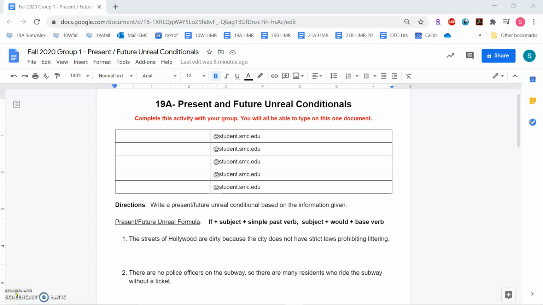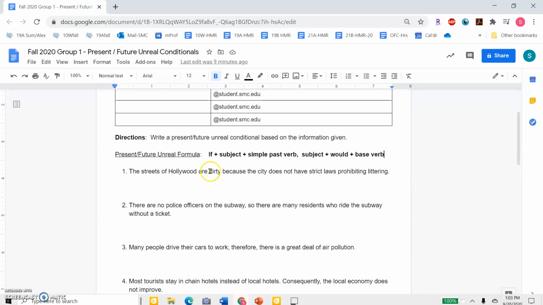In this short video, I'm going to show you how to do the present and future unreal conditional review exercise. So before we begin, let's review again the form of the present future unreal conditional. We start with the if clause: if plus subject plus simple past verb, comma, and then the independent clause: subject plus would plus base verb. So that's the form of the present or future unreal conditional.